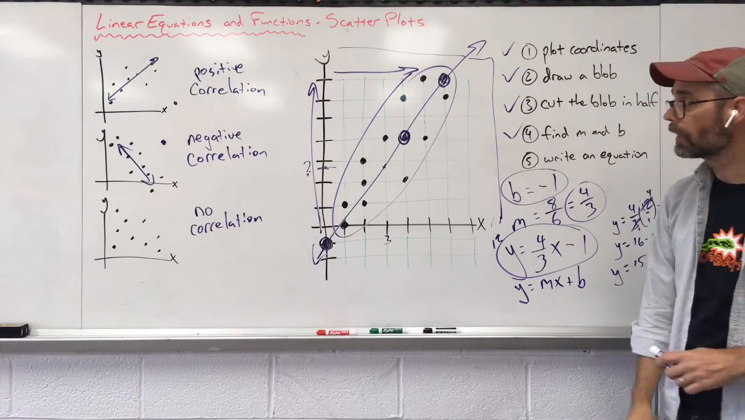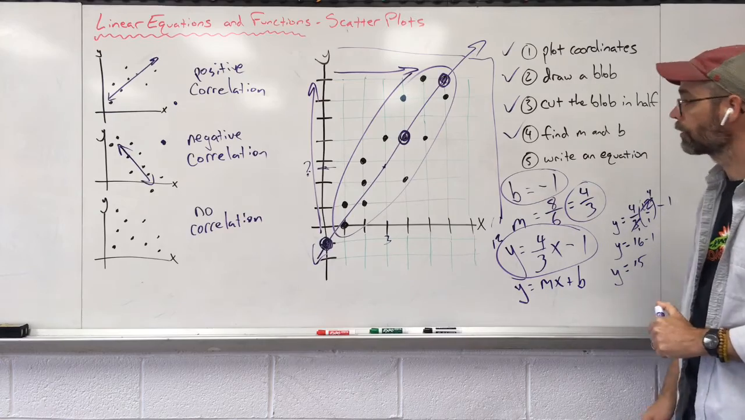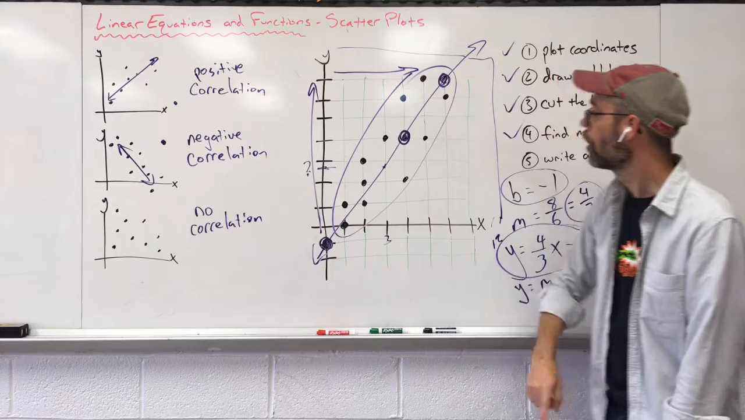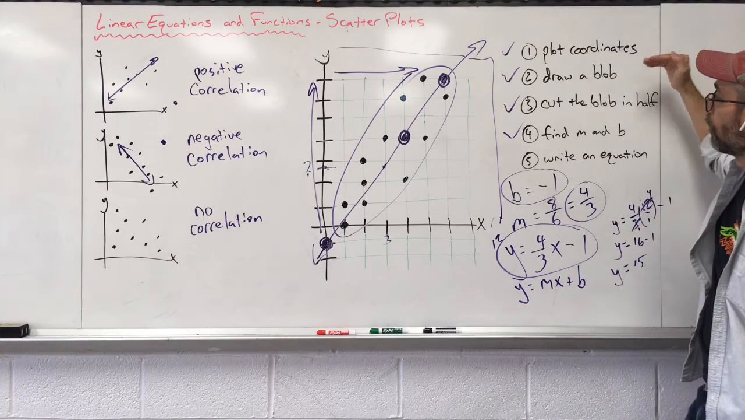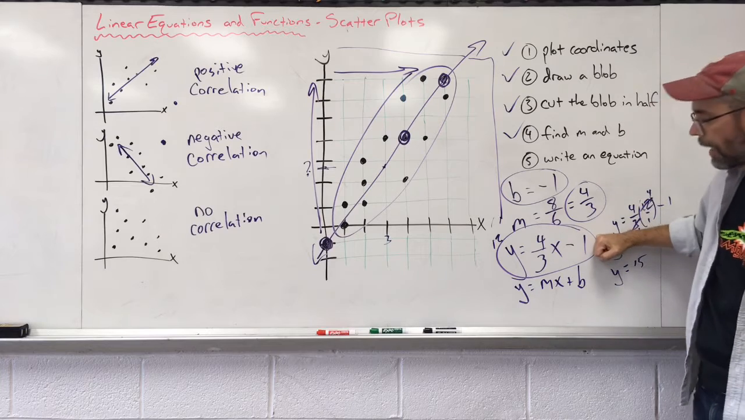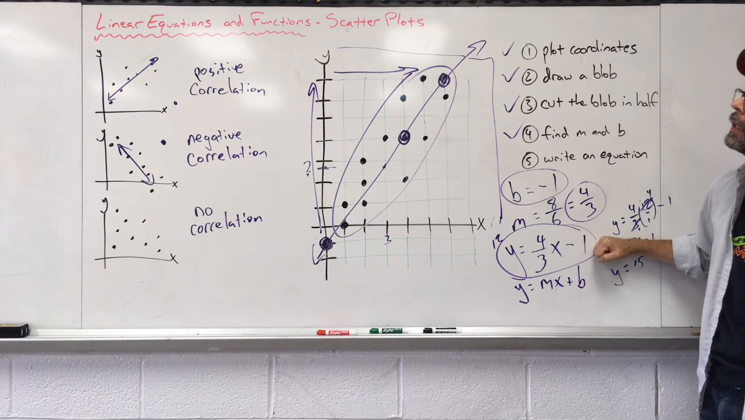Is it really all that important? Not unless we're being asked. What do we care about right now? Correlations, positive, negative, none. Plot, blob, cut in half. What's m and b? Write the equation. That's what I need right there. That is finding scatter plots.